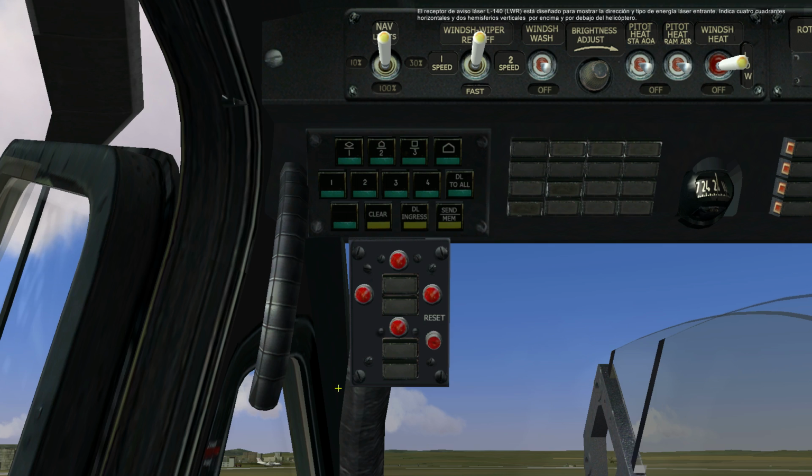The L140 laser warning receiver is designed to display the direction and type of incoming laser energy. It indicates 4 horizontal quadrants and 2 vertical hemispheres above and below the helicopter.